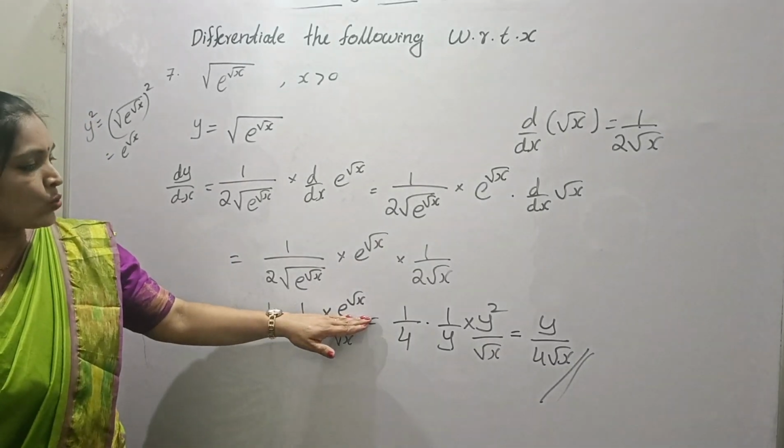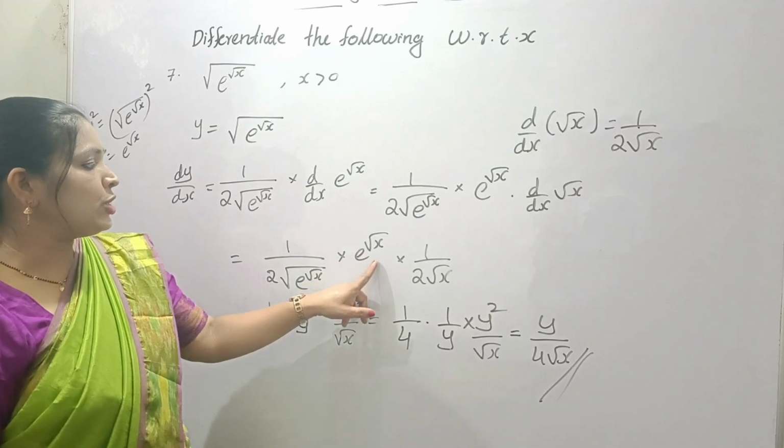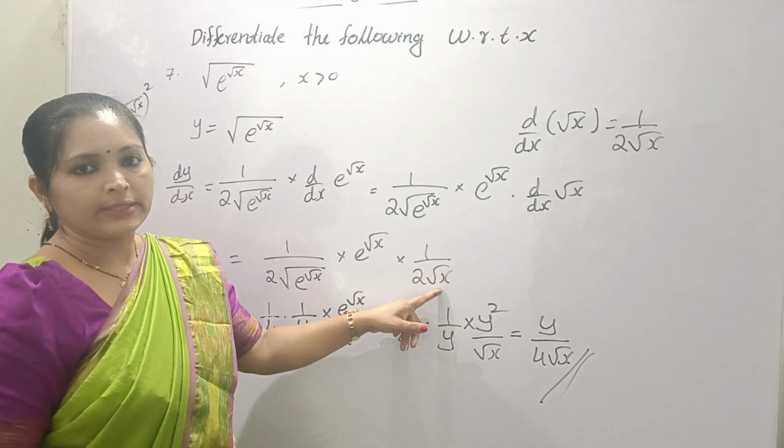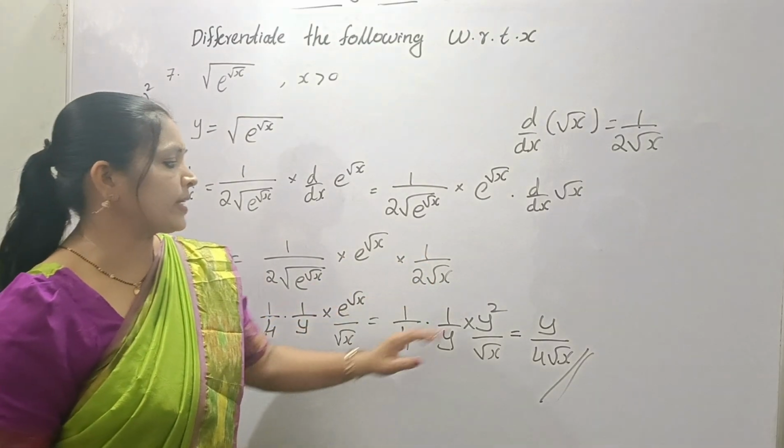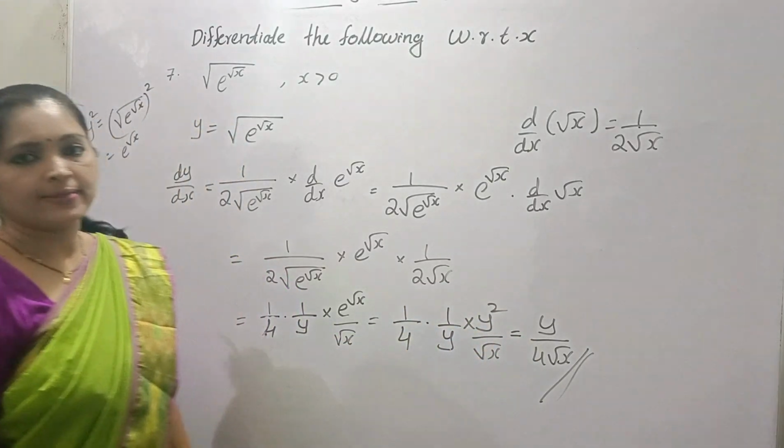So it will be y square. So 1 by 4 into 1 divided by y into y square and this root x, divided by root x. So that is equal to, y cancelled. So y divided by 4 root x.